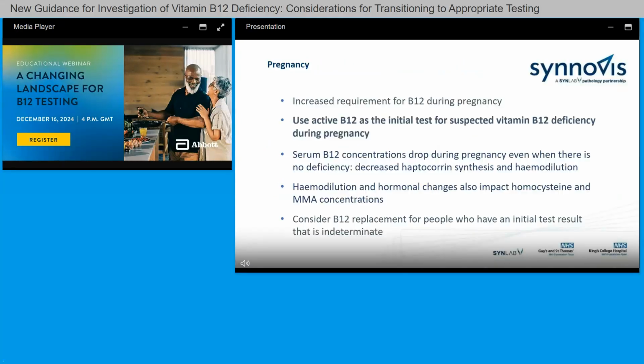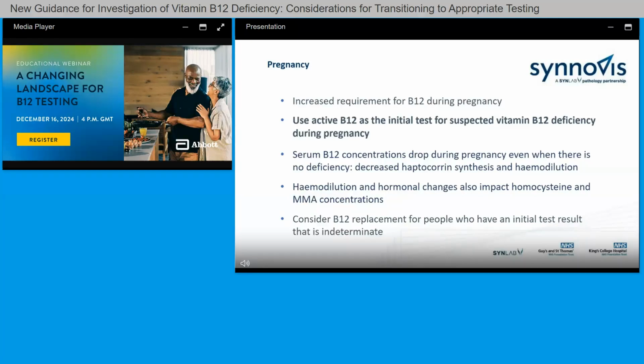I also mentioned pregnancy as another case for extra consideration. And the recommended biomarker in pregnancy is active B12 as the initial test. And this is because serum B12 concentrations drop during pregnancy, even when there is no B12 deficiency. And this is because there's a decrease in the synthesis of haptocorrin and hemodilution. The hemodilution and hormonal changes also impact on homocysteine and methylmalonic acid.